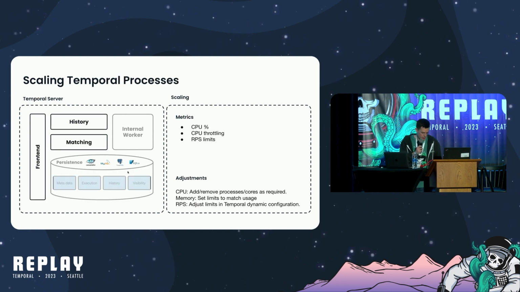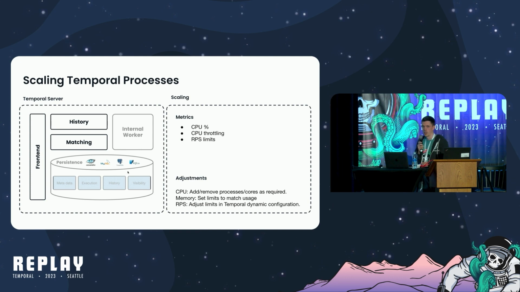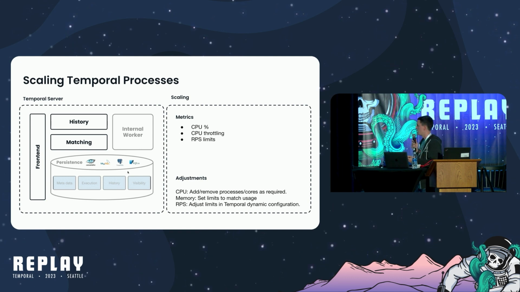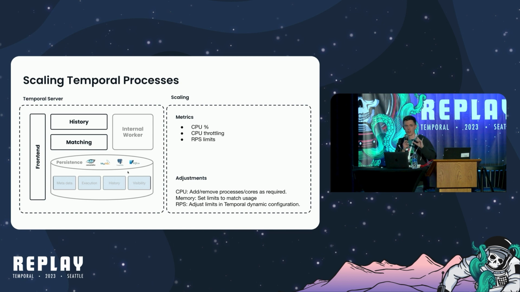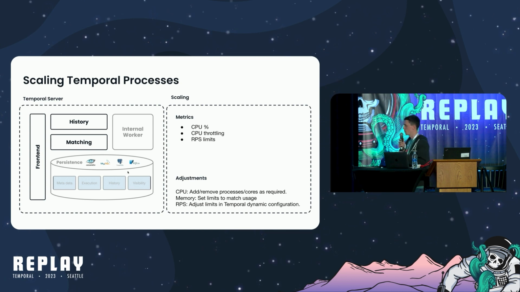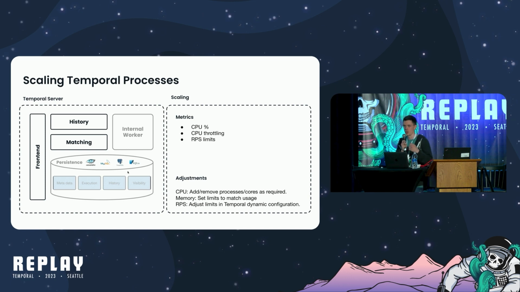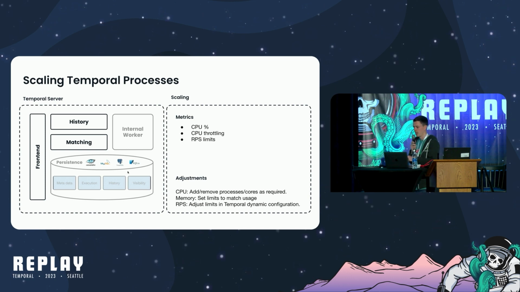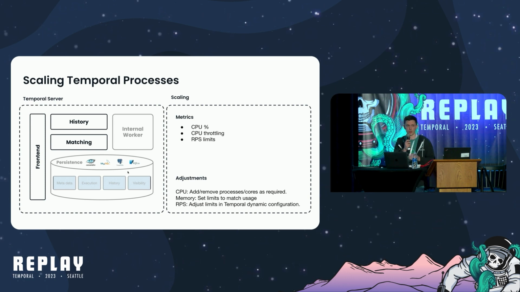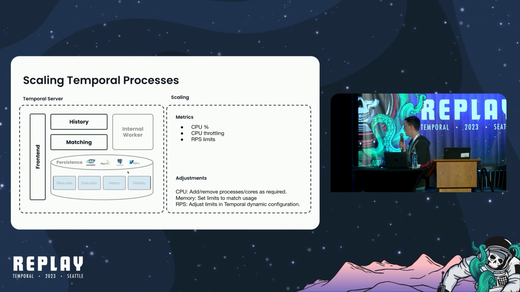For all of the Temporal services, you need to be thinking about CPU percentage and CPU throttling. CPU throttling and CPU usage percentage are not the same thing. CPU throttling is sneaky. You must be checking for it specifically in your metrics. Use Datadog, Prometheus, whatever it is, but double check that you're not being throttled. I'll show an example of that in a sec.